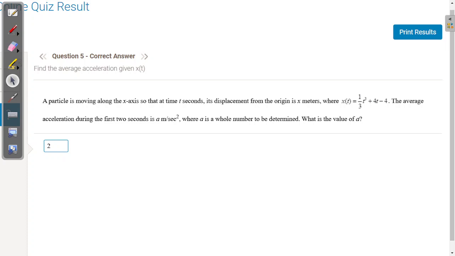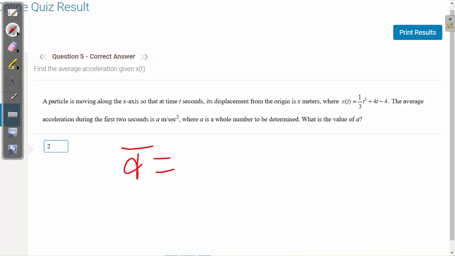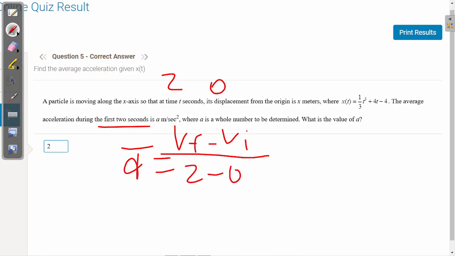So they want the average acceleration during the first 2 seconds. Average acceleration is v final minus v initial over t final minus t initial. They told us first 2 seconds, which basically means the final is 2, and since it's the first 2 seconds, the initial is 0. So it's 2 minus 0, here it's v2 minus v0.